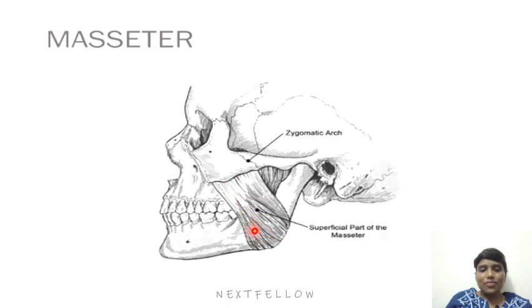The superficial fibers are inserted onto the lower part of the ramus of the mandible, and intermediate fibers, they are inserted onto the middle part of the ramus of the mandible. Deep fibers are inserted onto the upper part of the ramus of the mandible.